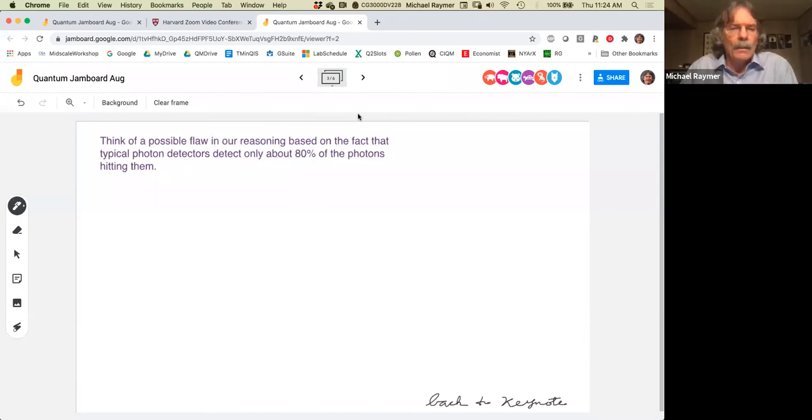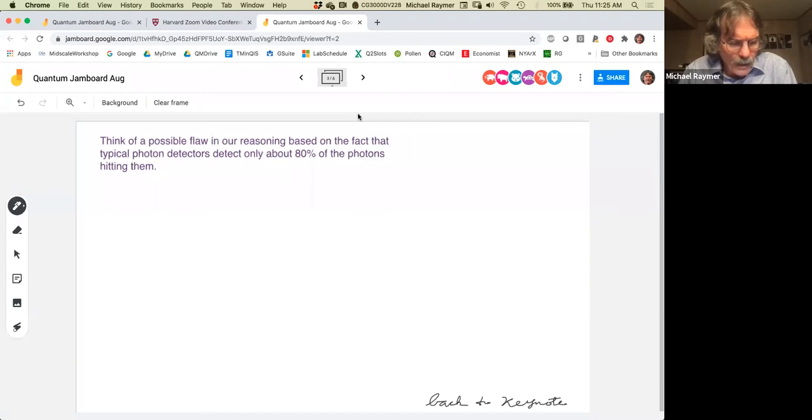Now here's another possible flaw or loophole. It is based on the fact that typical photon detectors detect only about 20% of the photons hitting them. So, Henning had detectors that detect maybe 20% of the photons hitting them. The other photons that hit the detectors are simply not detected.